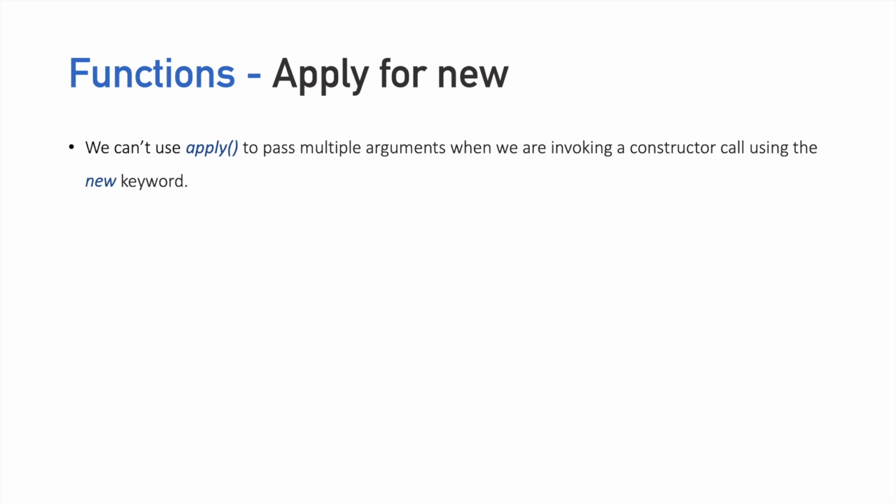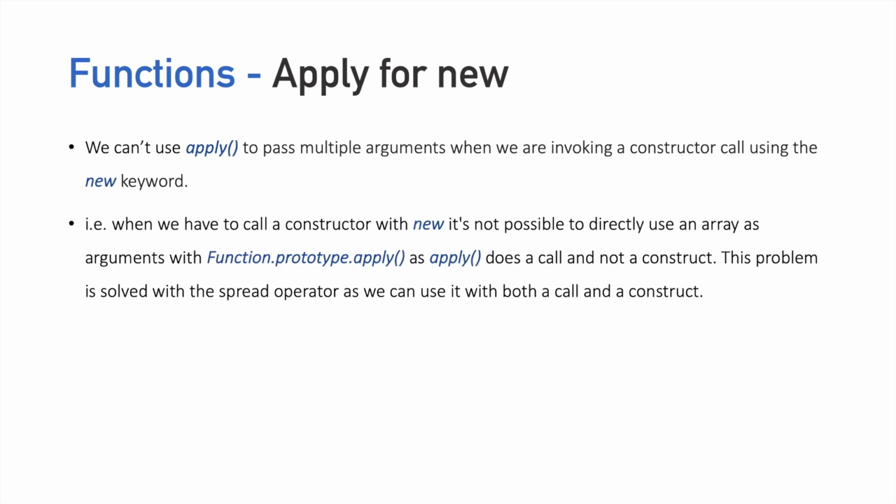Now an interesting case arises when we try to use the apply method with the new keyword, where we cannot use apply to pass multiple arguments when we are invoking a constructor call using the new keyword. That is, when we have to call a constructor with new, it is not possible to directly use an array as arguments with the apply method, as apply does a call and not a construct. This problem is solved with the spread operator, as we can use it with both a call and a construct.